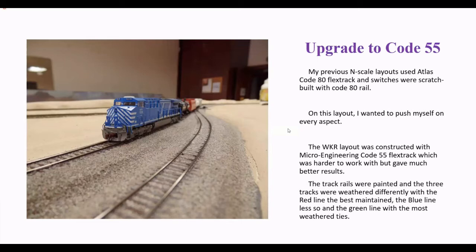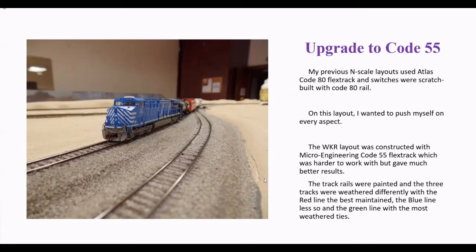Then we wanted to upgrade to code 55 all the way around. Now on the NTRAK layout I really loved the Atlas Flex Track. It was so easy to use and it looked good when you painted it and detailed it, but I wanted to push every aspect of my modeling on this layout. So we used Micro Engineering code 55, a lot harder to work with, but the results I thought were a lot better. Here you can see the ballast where we're just starting, and you've got a little bit of the double profile here, but in other places the ballast just got a little too thick and didn't quite work out the way I wanted. I think I have some ideas of how I could do it better.